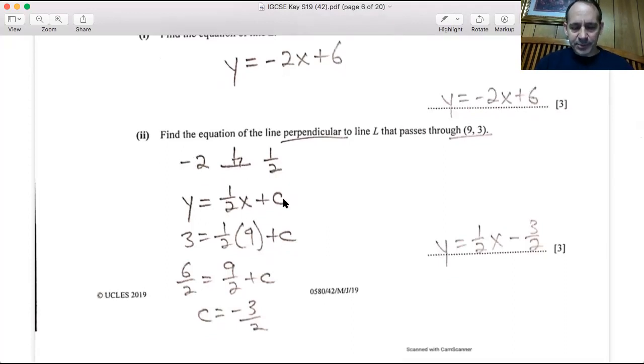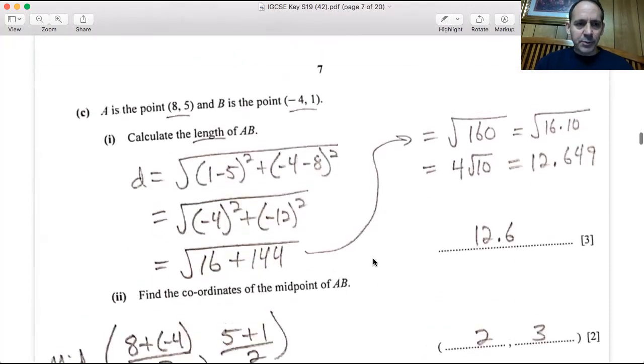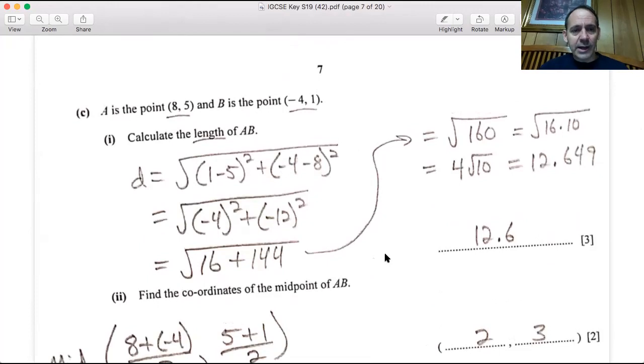So y equals mx plus c. Then we use the point (9, 3) for x and y. Solve for c. c is negative 3/2, and then plug that into the c. So we have y equals 1/2 x minus 3/2 is the perpendicular to the line up here. Moving on, A is the point (5, 1), B is the point (-4, -8).